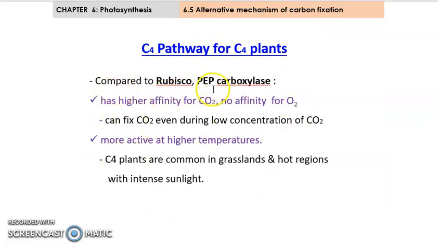Okay, compared to Rubisco, PEP carboxylase has higher affinity for carbon dioxide, but it has no affinity for oxygen. Okay, so that's why it can fix carbon dioxide even during low concentration of carbon dioxide. And also, it is more active at higher temperature. So that's why C4 plants are common in grassland and also hot regions with intense sunlight. Maksudnya dari segi production of sugar, untuk C4 plants ni, dia tetap boleh berlaku walaupun plants ni berada pada keadaan ataupun pada condition yang mana dia adalah hot and also dry climate. Alright.